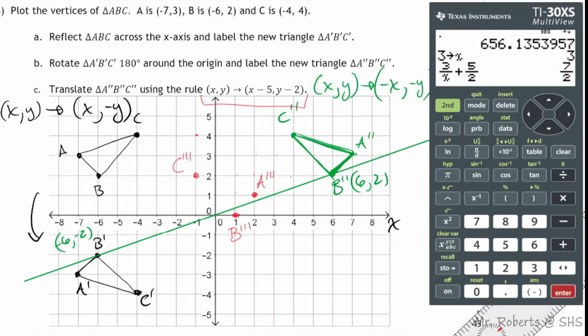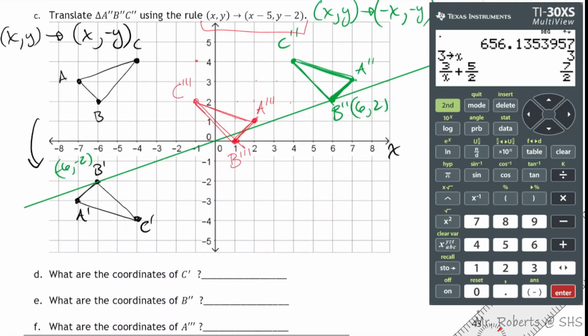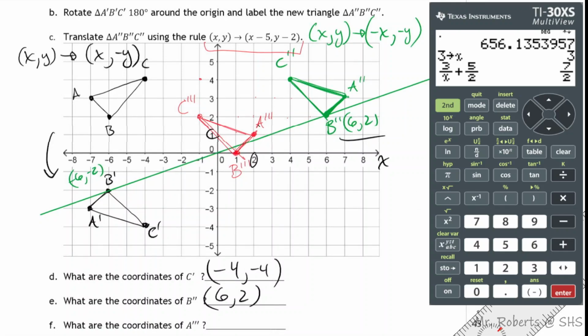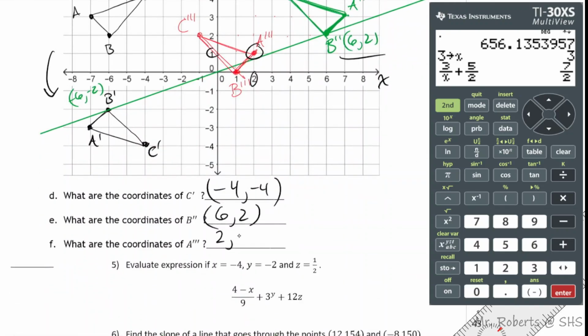The last part of this question is, now that the original triangle was sketched and all the transformations were done, it's just asking us to identify a few points. The first thing, it says, what are the coordinates of C prime? C prime looks like it's at -4, -4. Next, what are the coordinates of B double prime? Looks like B double prime is sitting right here at 6, 2. And then the last point, what are the coordinates of A triple prime? To me, that looks like A triple prime is where X is 2 and Y is 1. So I'd say 2, 1.